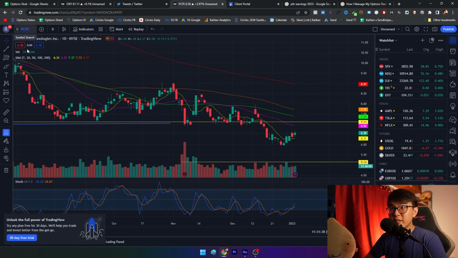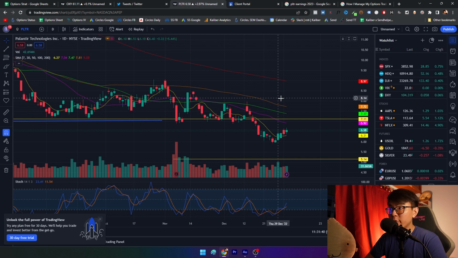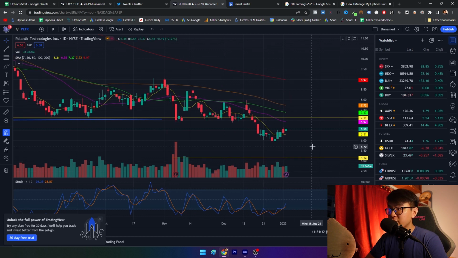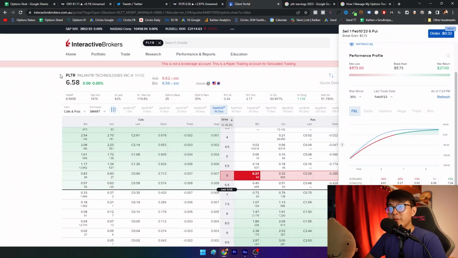The stock here I've chosen is Palantir, but you can choose any other stock of your own preference. I will be selling a cash covered put at $6. First steps first, I'll go onto the platform, type in PLTR, which is the stock that you have chosen, go to the options chain accordingly, choose the expiration date.